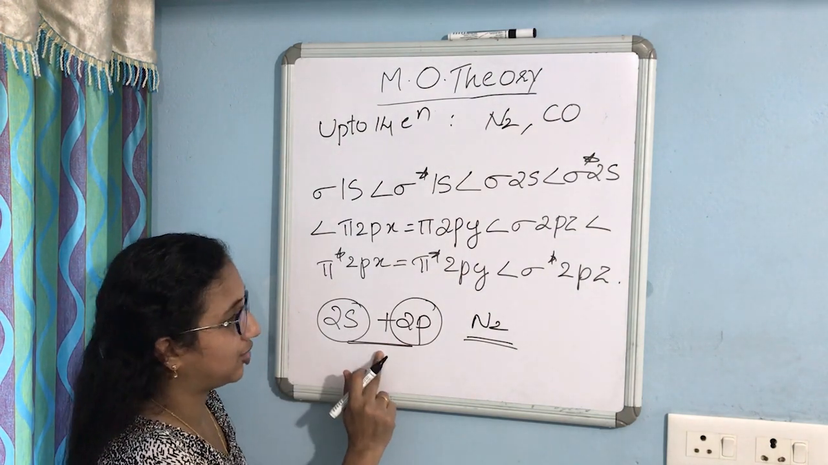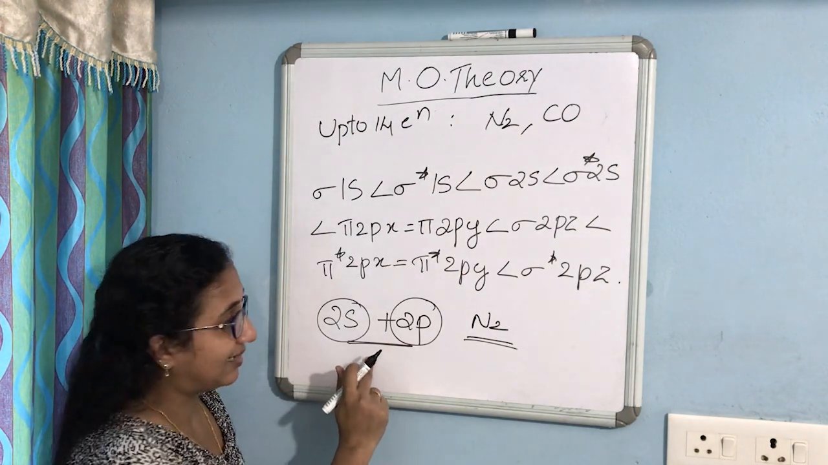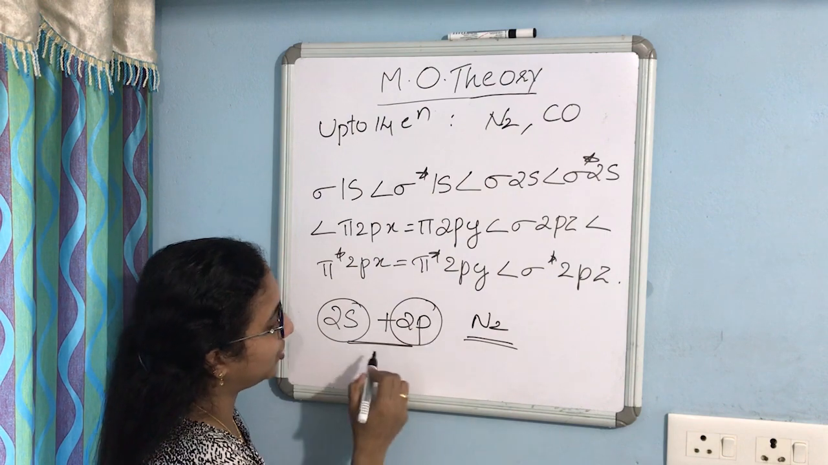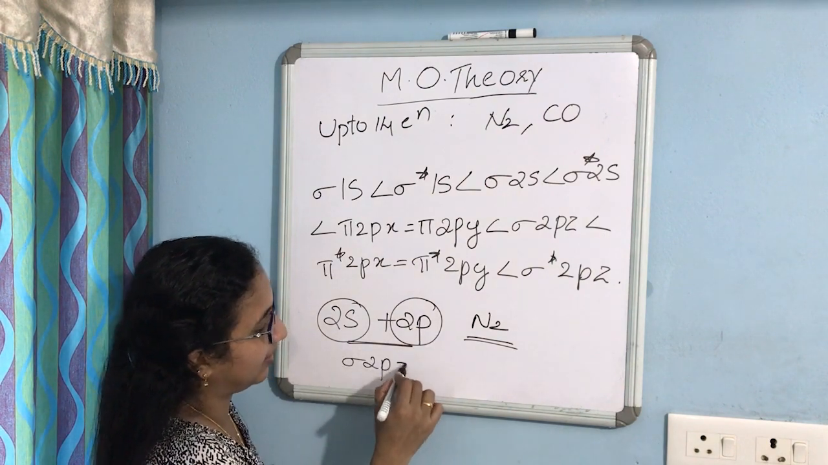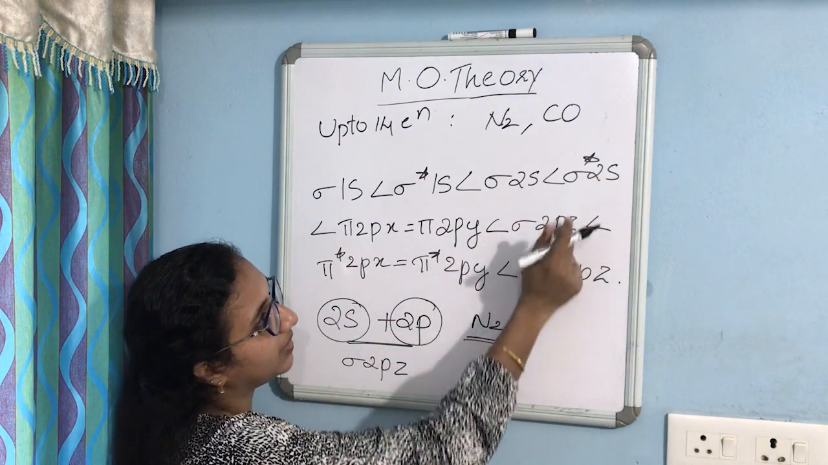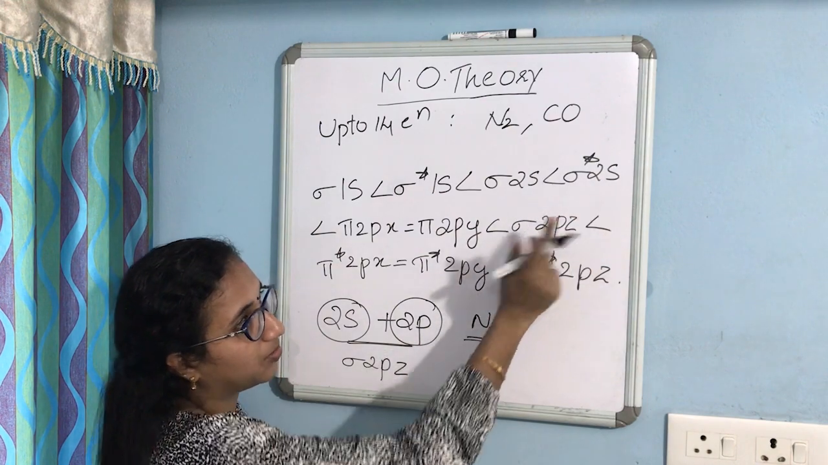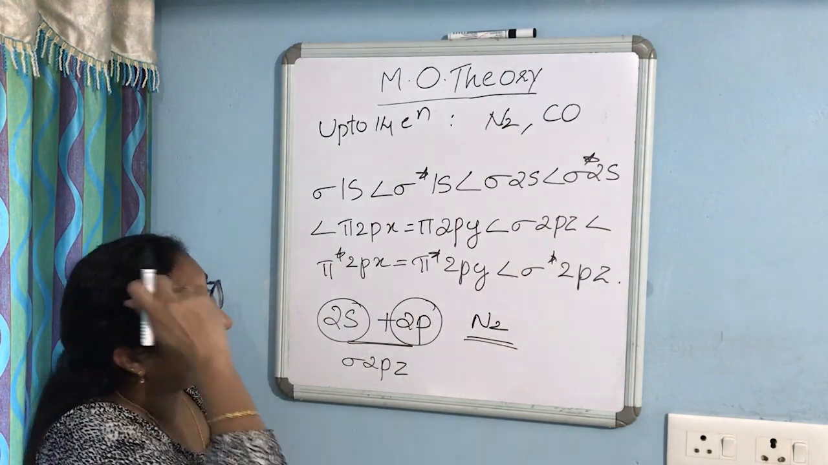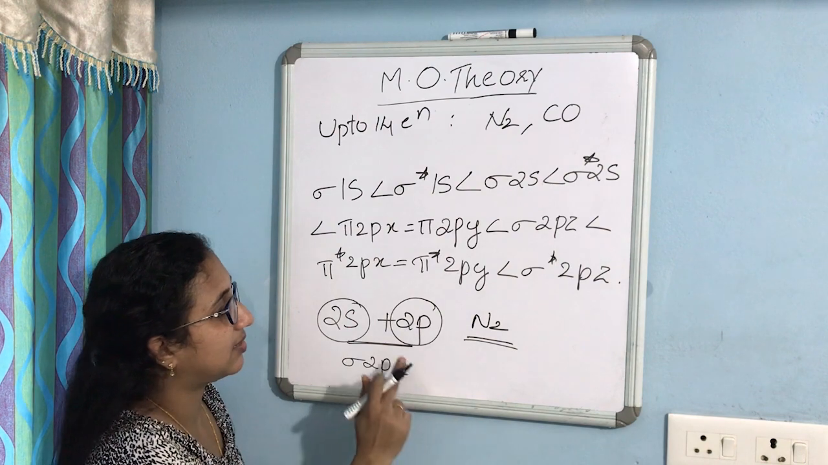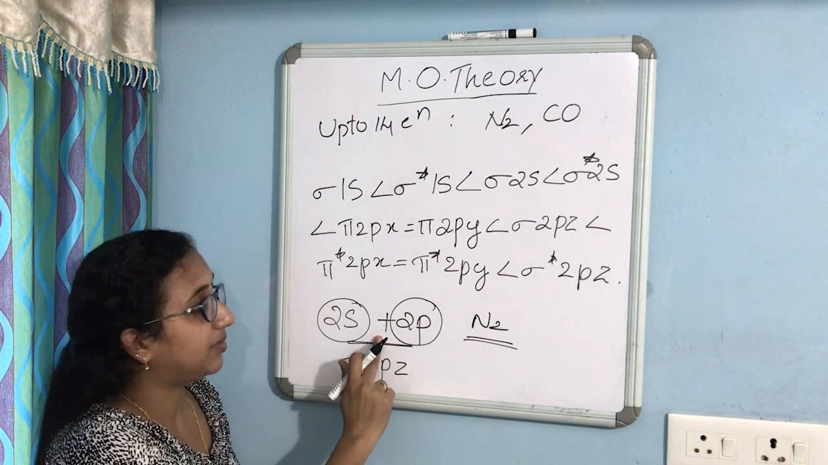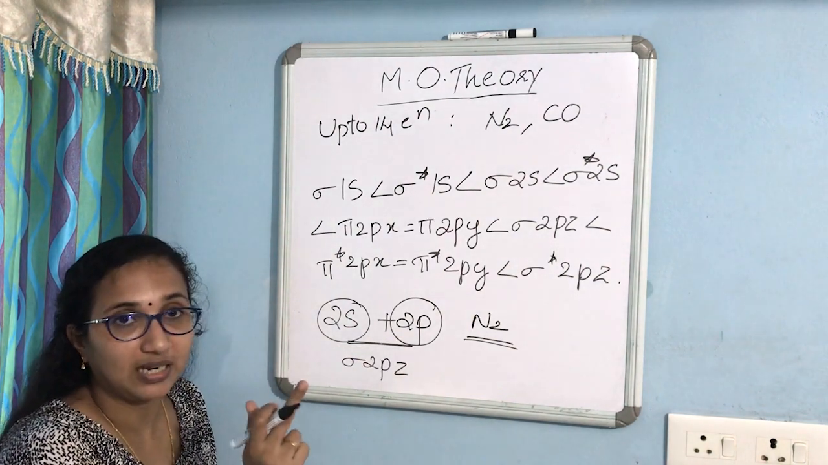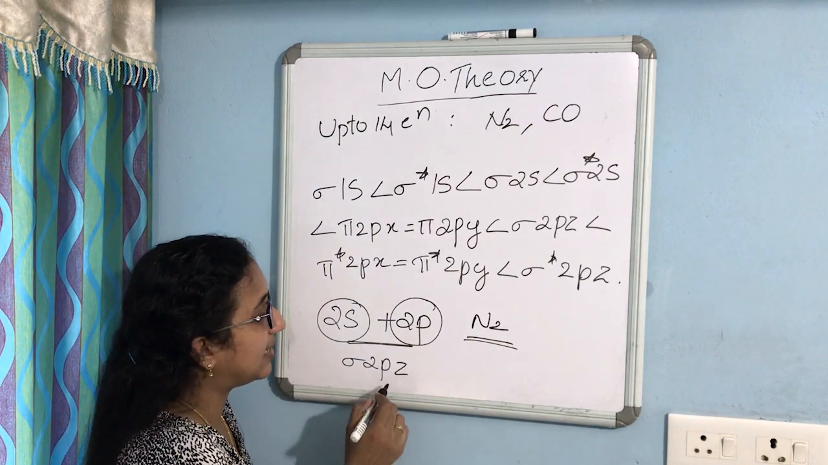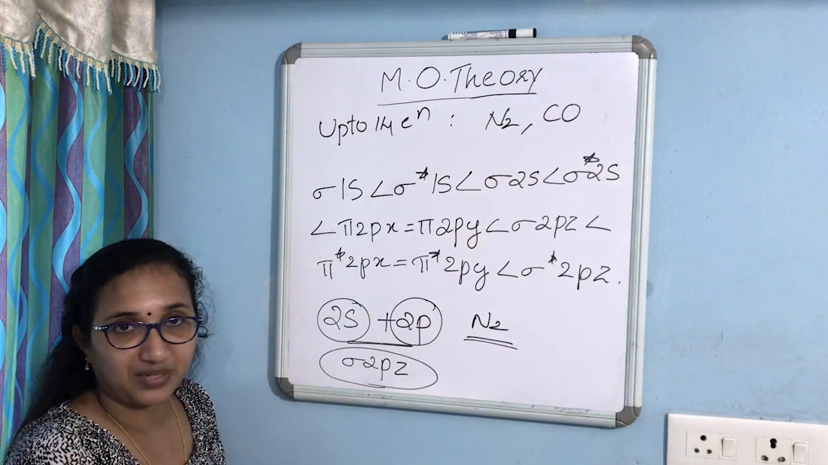And this sort of interaction raises the energy of the sigma 2p. Actually, usually we expect that after sigma star 2s, sigma 2pz should come. But in the case of the smaller electronic system, there is an increased interaction between the 2s and 2p atomic orbitals, and this interaction raises the energy of the sigma 2pz.